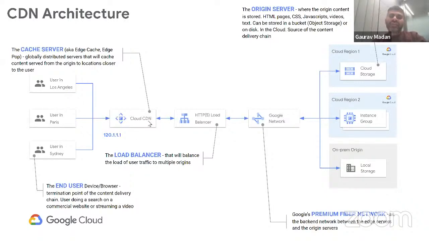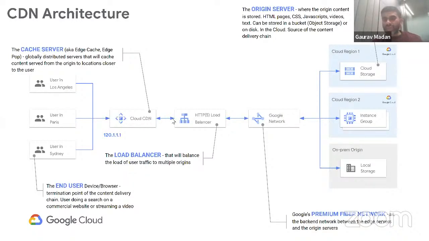CDN sees if I have that object in my cache or not. If the object is in the cache, it returns it, and that is called a cache hit. If the object is not in the cache, that is called a cache miss, which is where the CDN goes and says, I need to fetch the content from the backend.